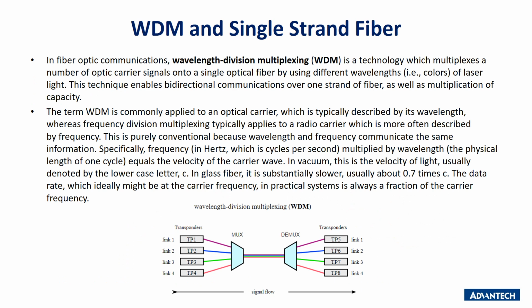In fiber optic communications, wavelength division multiplexing, WDM, is a technology that multiplexes a number of optic carrier signals onto a single optical fiber by using different wavelengths, i.e., colors, of laser light. This technique enables bidirectional communications over one strand of fiber, as well as multiplication of capacity.